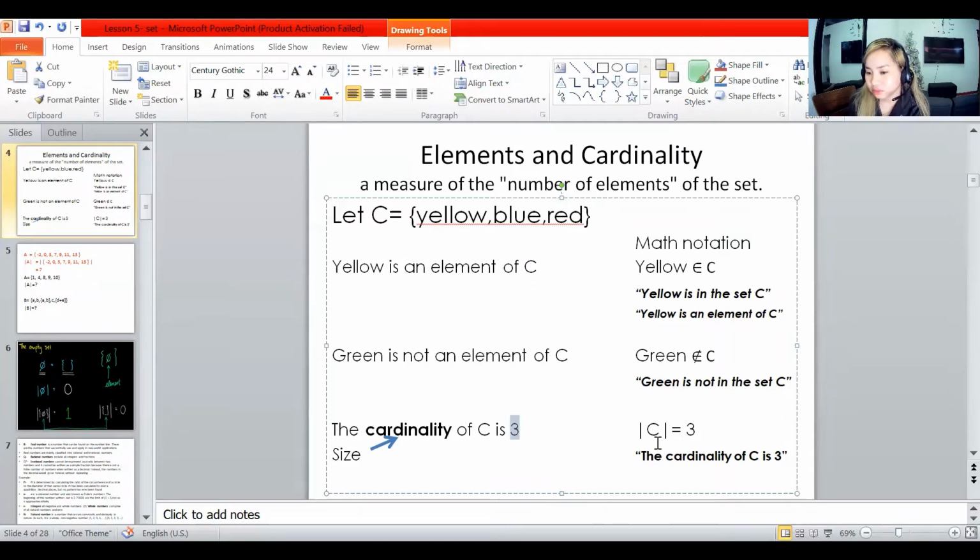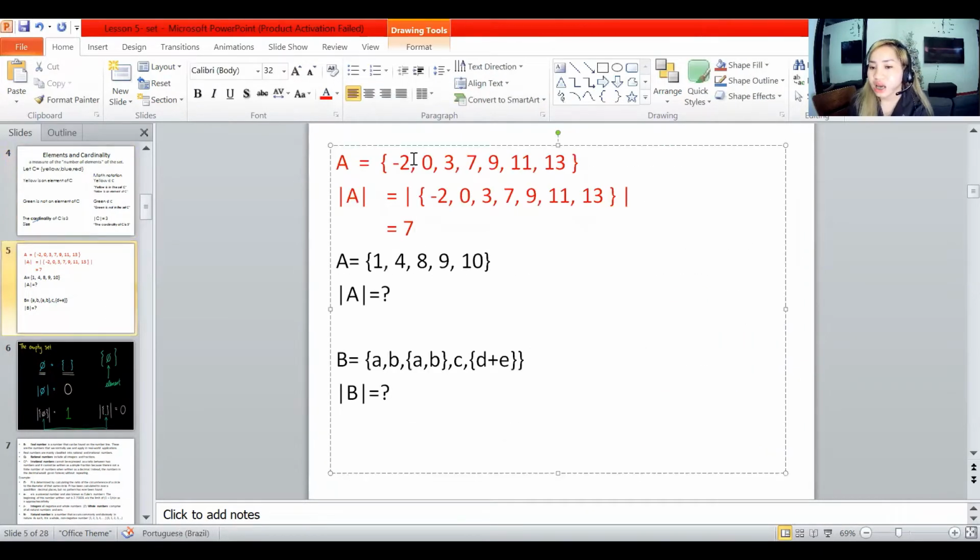Ito po yung symbol ng cardinality natin. Nasa loob si C, tapos equal 3. Ang basa po dyan is the cardinality of C is 3. So, again, cardinality is the measurement or the size of a set. Another example, we have set A is equal to negative 2, 0, 3, 7, 9, 11, 13. So, kunin natin yung cardinality ng A.